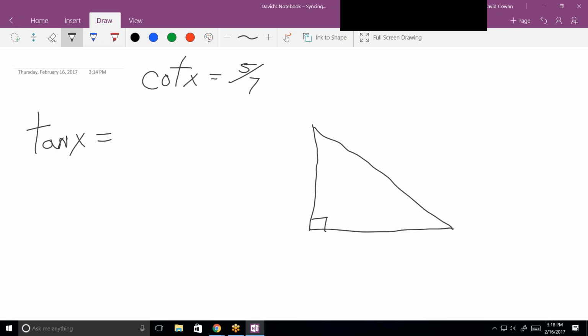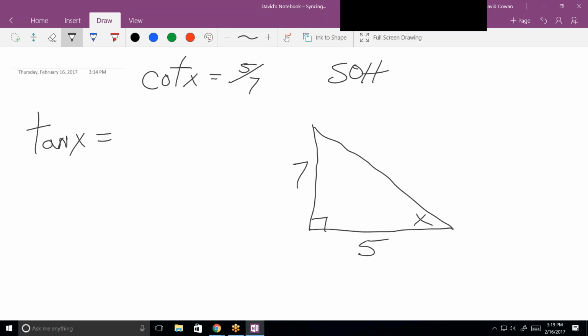Well, remember, the first thing to do is to draw a triangle and label either theta or x. Now, dimension that triangle as much as you can for me. The bottom side would be 5. That's the adjacent side. And the opposite would be 7.